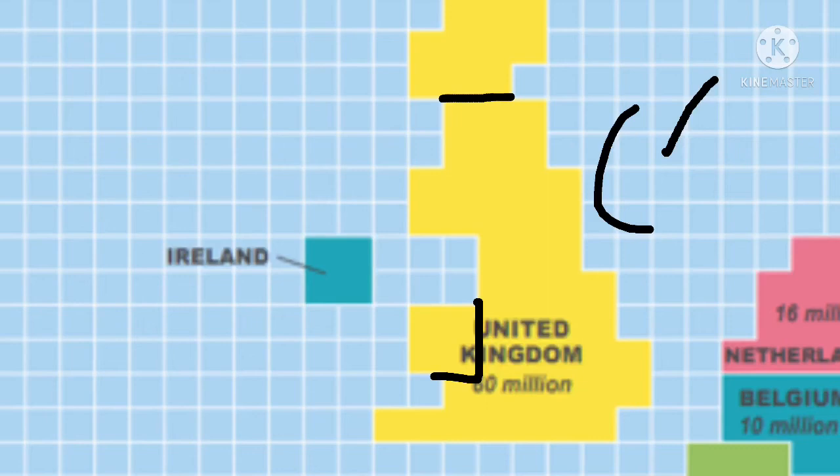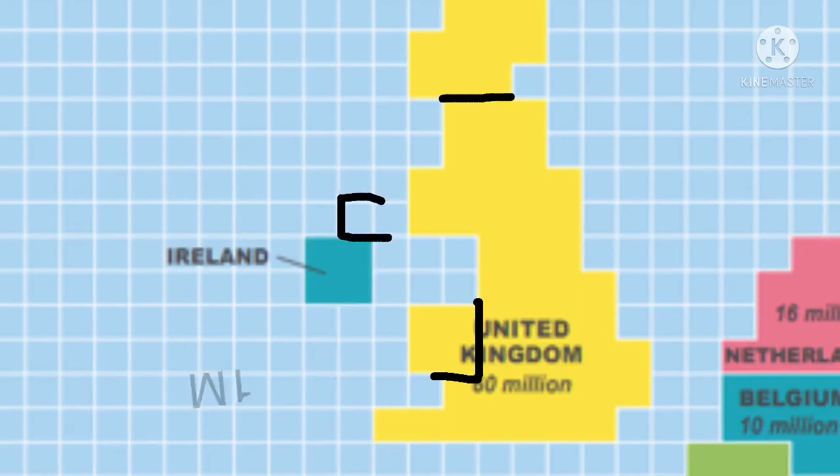England is home to at least 55 million people. Scotland is home to about 5 million, Wales 2 million, and Northern Ireland 1 million. And then Ireland itself, the island of Ireland, is home to about 4 million people.